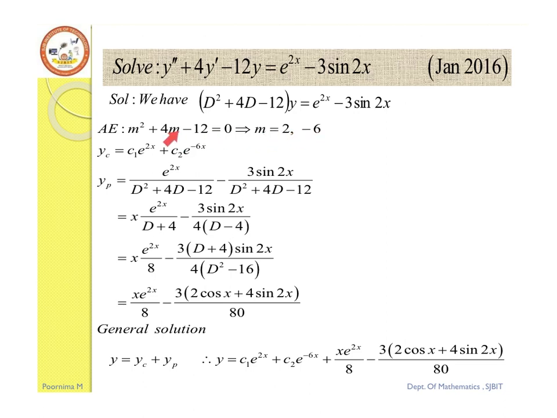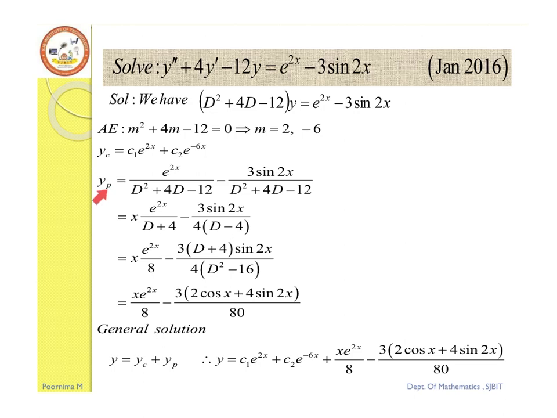This whole procedure you learnt in previous videos, so I am directly explaining it. Our main concentration here is on learning how to find yp. yc is equal to, based on the roots we obtained, both real and unequal, C1 e power 2x plus C2 e power minus 6x.